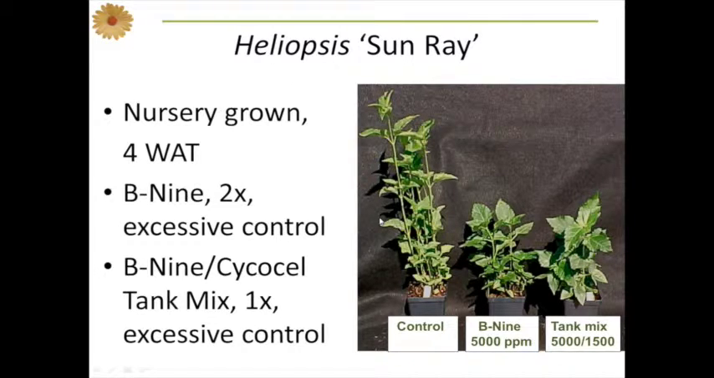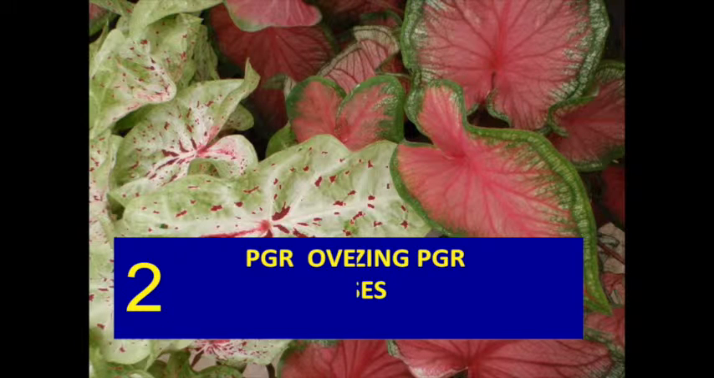And it's not just with the soil active material. These were Heliopsis grown in the nursery that were extremely sensitive to daminozide. 2 treatments of B-Nine gave us excessive growth regulation, and we did not plant these to the landscape, but we held them in the pots, and they did not grow out of this, whether it was the B-Nine alone or in the tank mix with Cycocel, a single application. They did not grow out of that treatment. So it's not just the soil active materials.